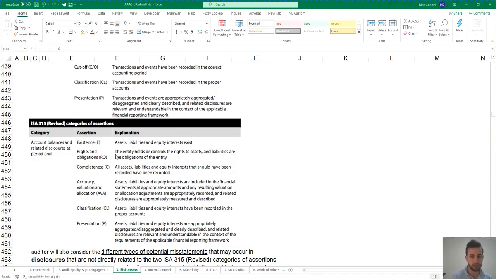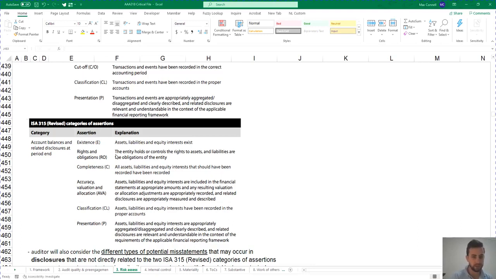Number two is rights and obligations: that the entity holds or controls the rights to assets, and that liabilities are obligations of the entity. For example, you might go to the company saying they've got $1 million in stock. You go there, you see the stock's all there. That's fine, existence is fine. But then later on, you find out that the company didn't actually own that stock. That stock was just held on consignment and actually belonged to someone else. So that means the inventory was inflated by, say, $1 million, which is a serious potential issue. So it's actually doing spot checks on certain assets and saying, okay, let's look at the invoice for that. Have you purchased it? Does someone else have the right to that?